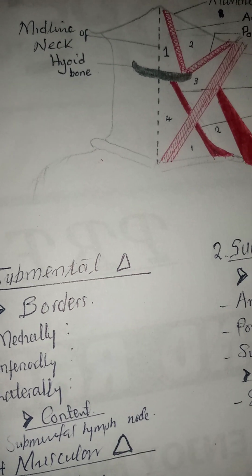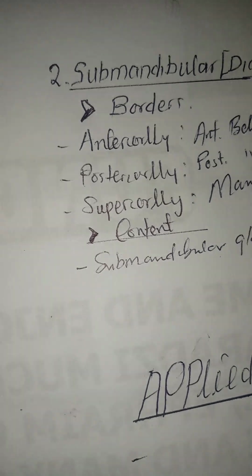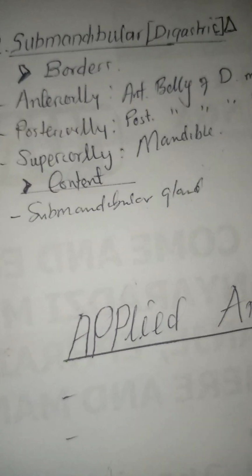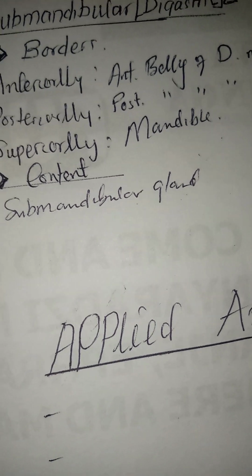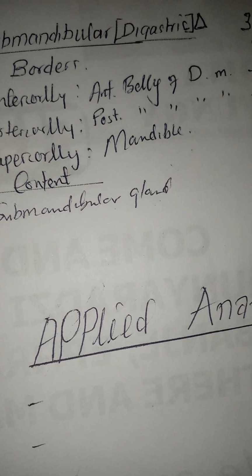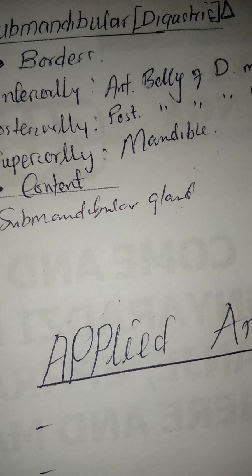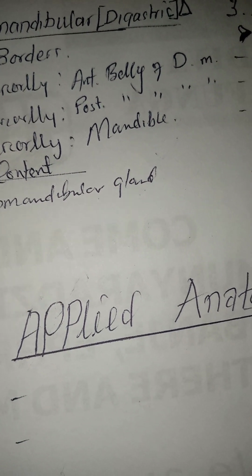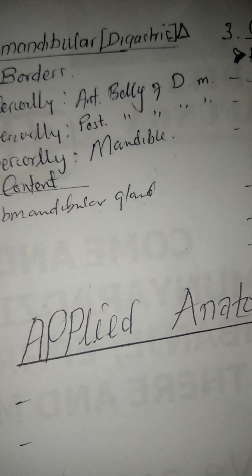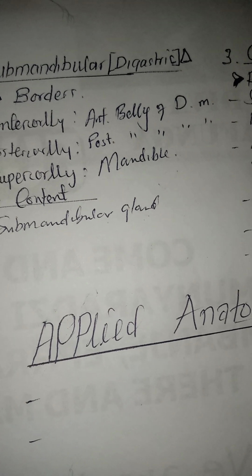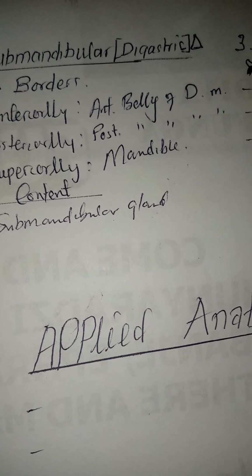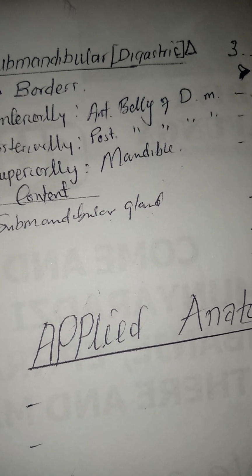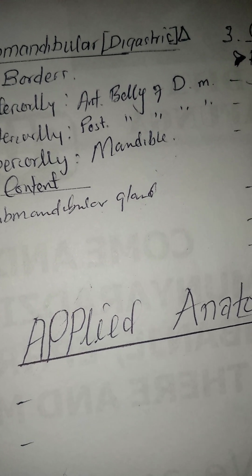We are done with the triangles, so let's add applied anatomy. For the anterior triangle, what applied anatomy are we going to add? Obviously we said the carotid triangle is the most important triangle of the anterior triangle. On it we have what we call carotid sinus hypersensitivity.